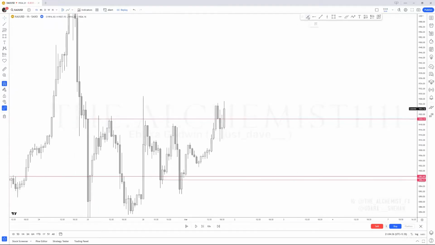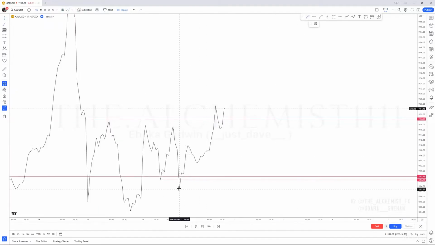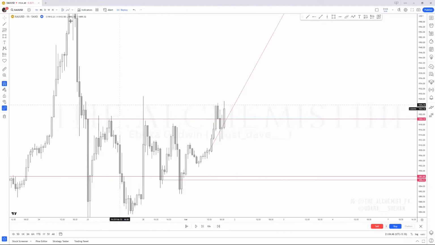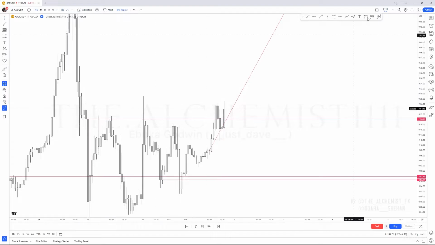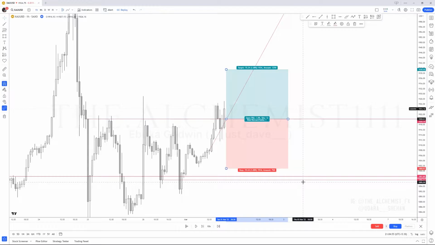We have that. And maybe we could draw a trend line. No, maybe something like this, right? Maybe something like this. Yeah, we have this, and then we have that H4 zone itself. We could do a buy. Let's try doing the 20 and the 100 pip thing.